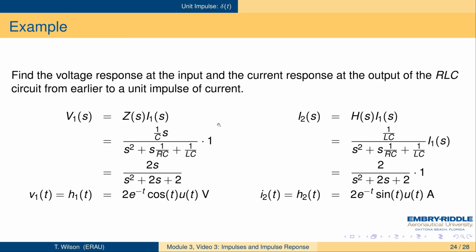So let's find the impulse response of the RLC circuit we looked at earlier. So it's just the inverse transform of the network function. So for the driving point impedance, if we put a unit current impulse in, then we just take 1 times the driving point impedance there, and inverse transform that, plugging in the component values we had previously. We get 2s over s squared plus 2s plus 2.